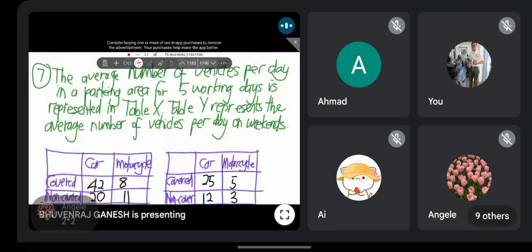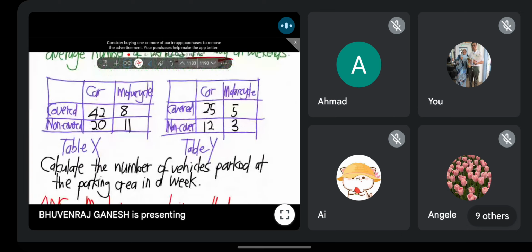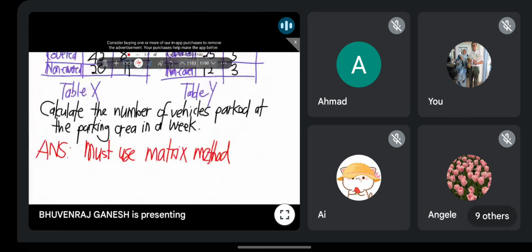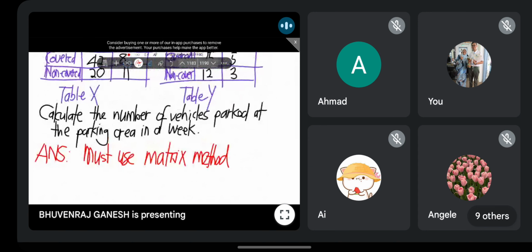Yes, correct. Okay, so now guys, this one represents per day. Now we have 5 days. So what must we do, guys? We need to multiply by 5, because there are 5 working days.